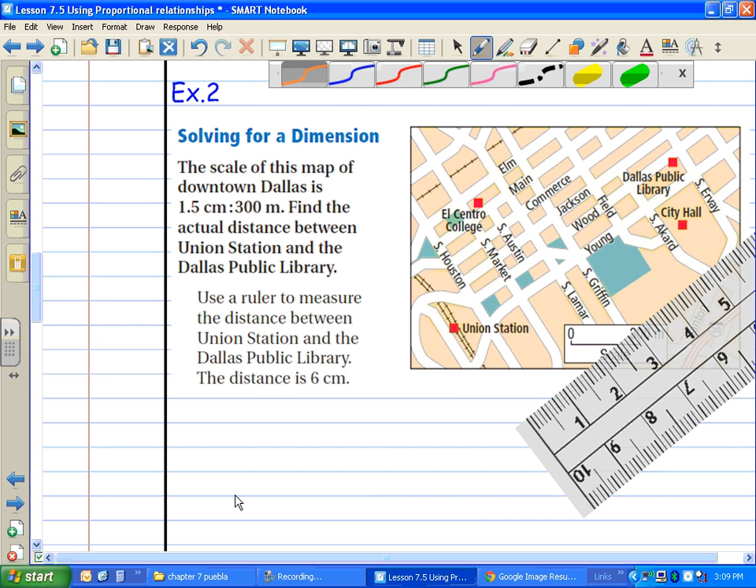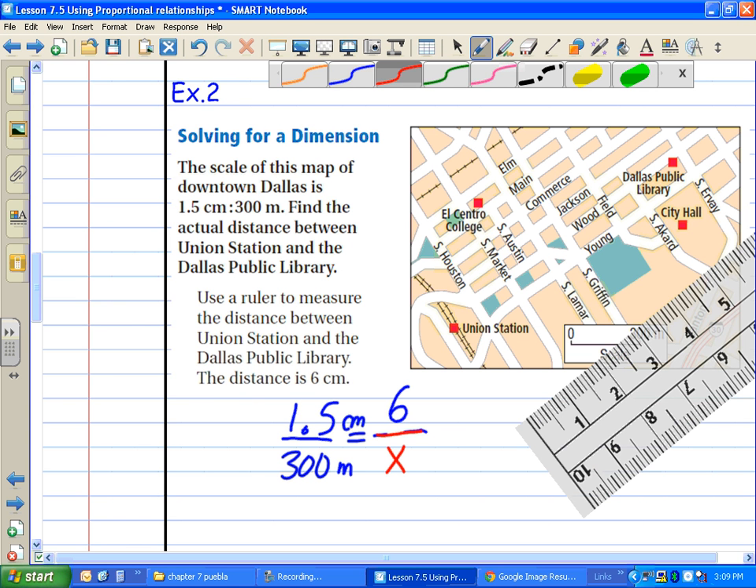I'm going to write a proportion. So I know that 1.5 centimeters on a map is the same as 300 meters in real life. That's why I wrote a proportion equals, but what did I just finish measuring? Did I just finish measuring centimeters or did I just finish measuring meters? I finished measuring centimeters and I did 6 of them. So I'm trying to find out what this is right here. What is it in real life? So I'm going to put down an X, okay?